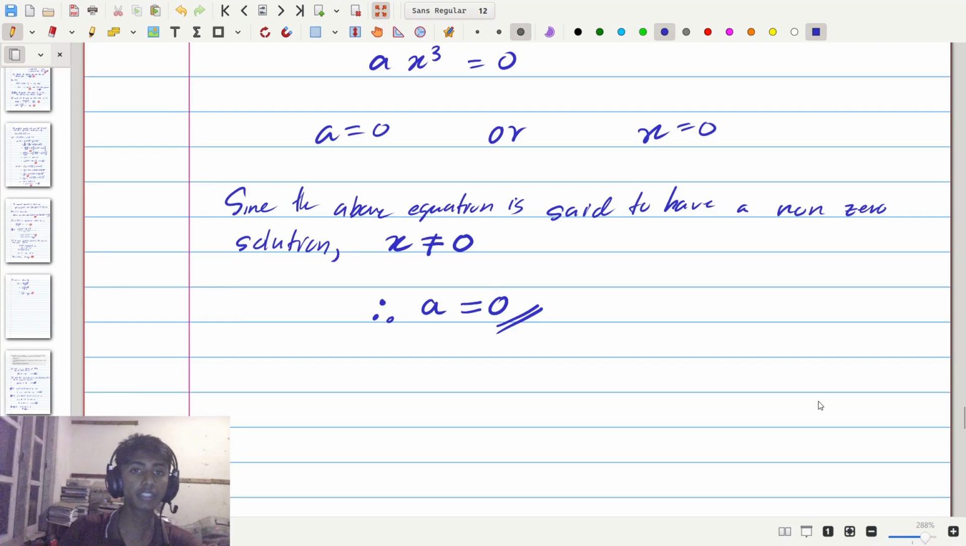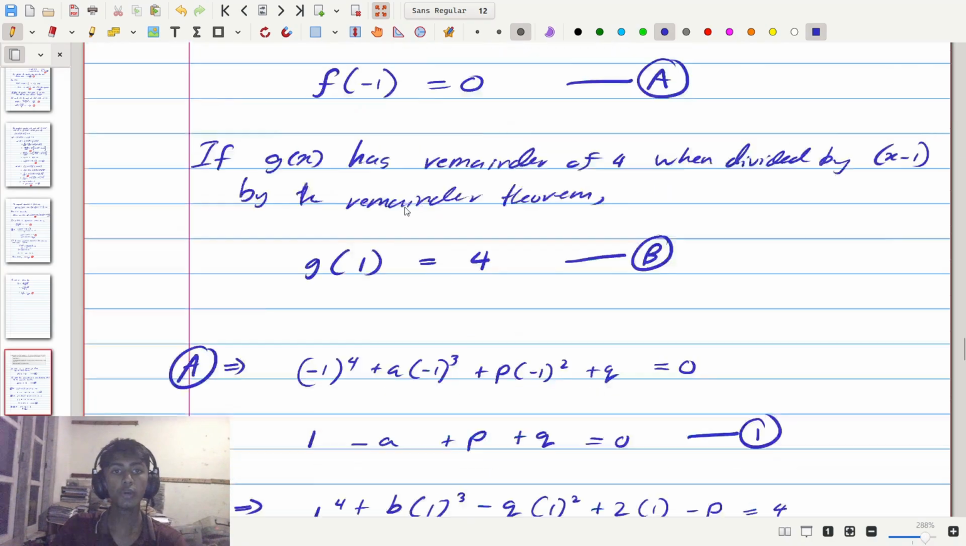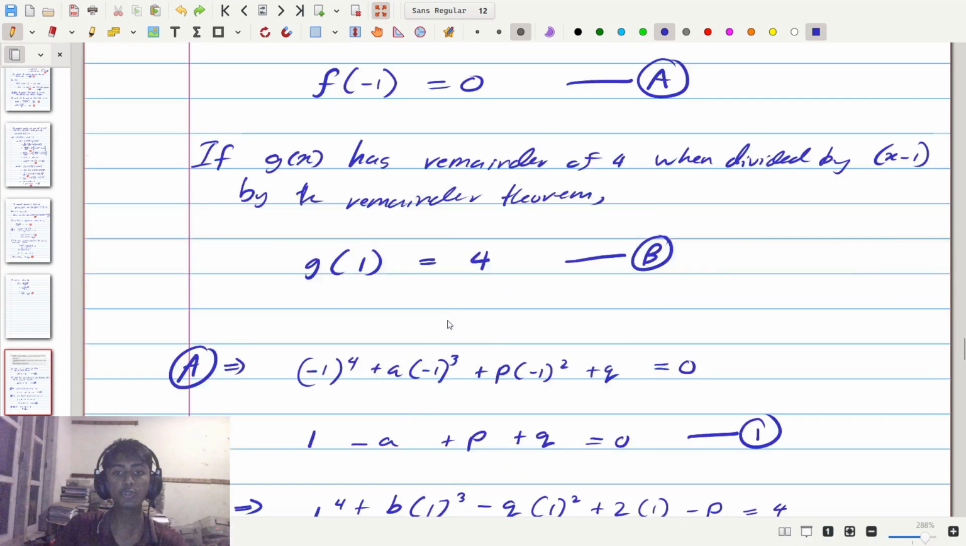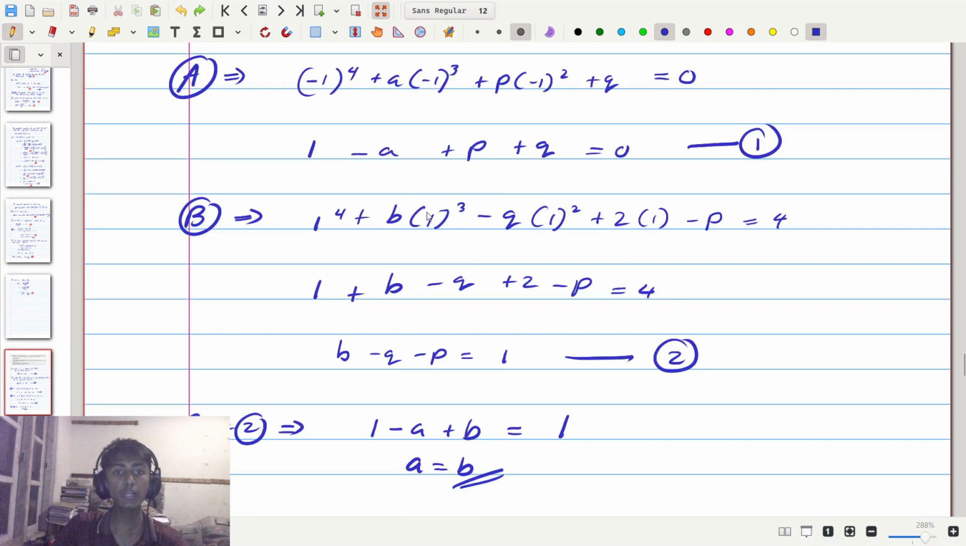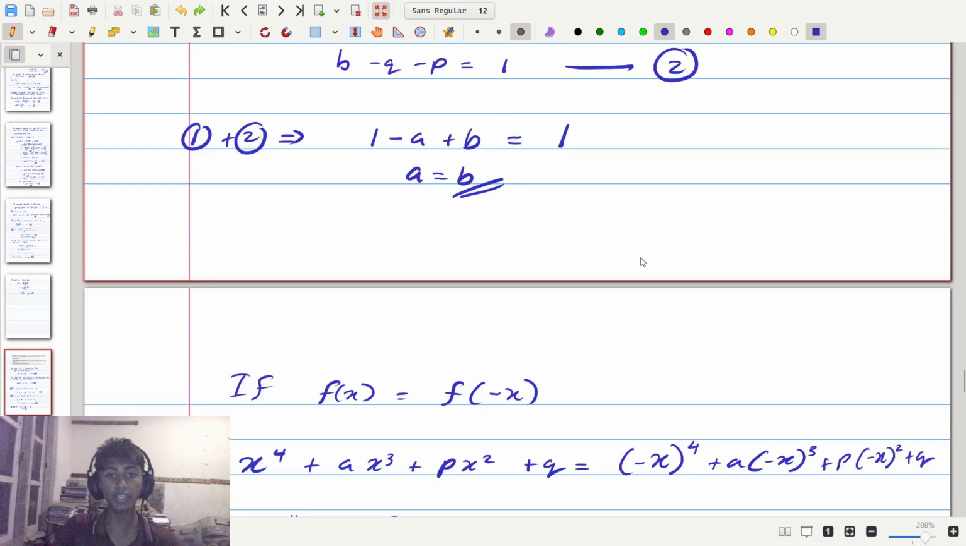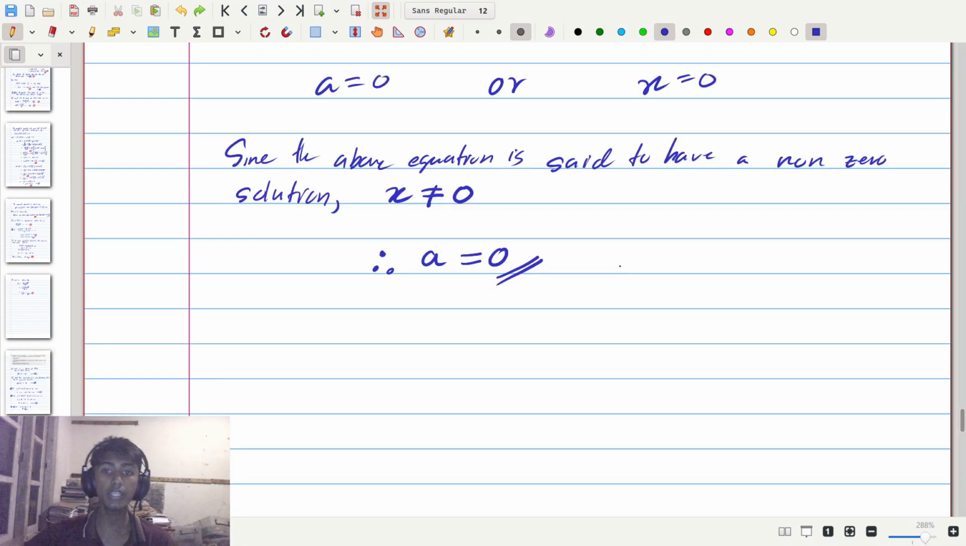Now with this result, in order to prove the second result in the question, which is that p plus q is equal to negative 1, all we have to do is to go back to equations 1 and 2, pick one of them and substitute in the value of a. So if we do equation number 1, we get 1 minus a, which is 0, so minus 0, plus p plus q equals 0, and you can see that will directly give us p plus q equals negative 1. Now another thing I'm going to do here is to also use the result that a is equal to b to say here that b equals 0.